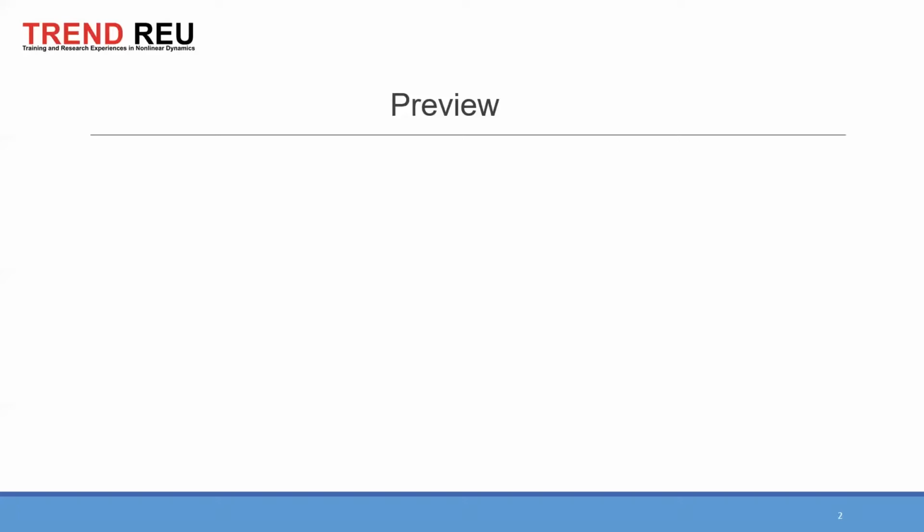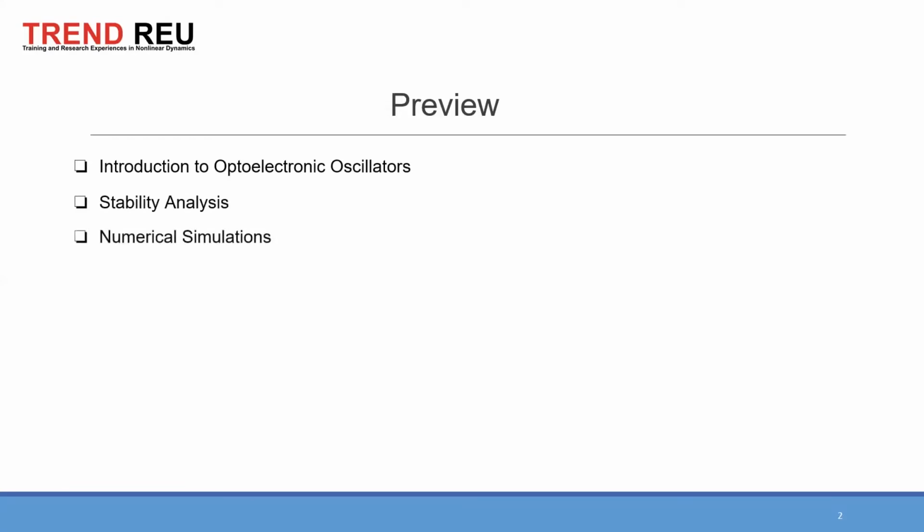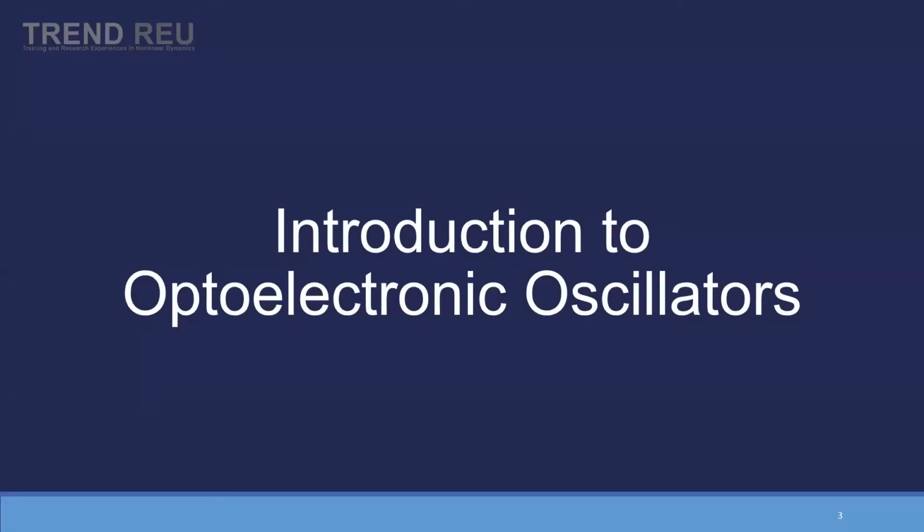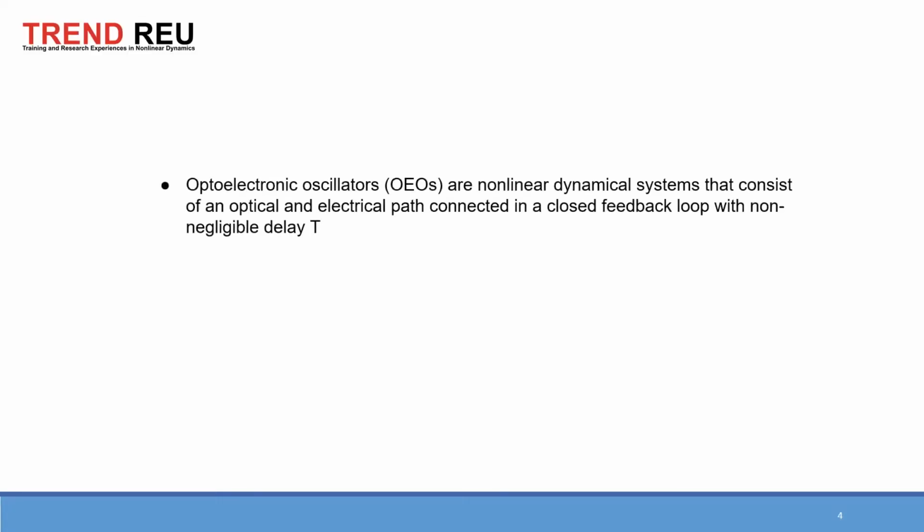So in this talk, we'll be covering a brief introduction to optoelectronic oscillators, stability analysis, numerical simulations that we did, and experimental methods and results. And finally, a discussion. So what are optoelectronic oscillators? As the name says, there's an optical part and an electronic part. They are dynamical systems that consist of an optical and electrical path connected in a closed feedback loop with some non-negligible delay, T.